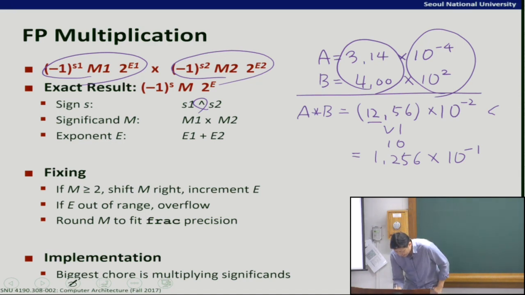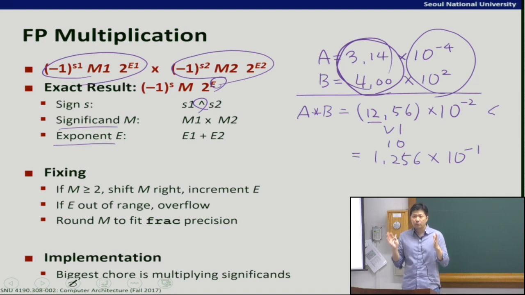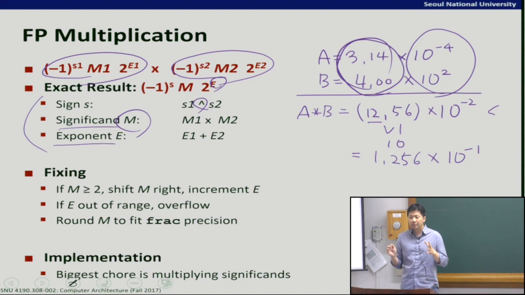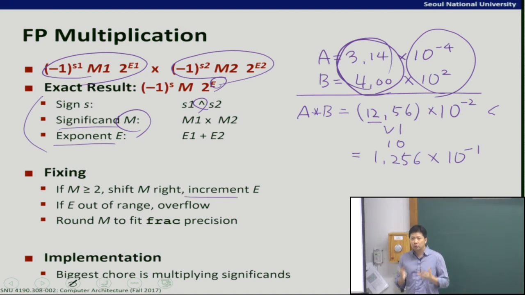For the significant part, the M parts, as we did before, we simply multiply these two numbers. And for the exponent, we simply add the two exponents to get the final exponent number. So this one is pretty easy. After we do that, we need to do some fixing. If this number M is greater than 2, because now we're talking about base 2 numbers, we have to shift this number right by 1 bit, and then we also have to increment the exponent. We basically adjust the exponent part.